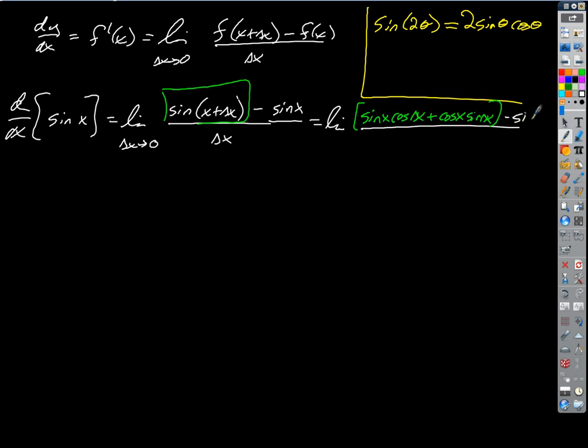Minus sine x all over delta x as delta x goes to 0. Okay, so now we've got some stuff to work with, right? What can we do with our numerator here?